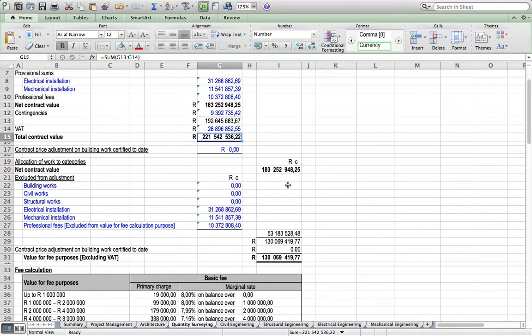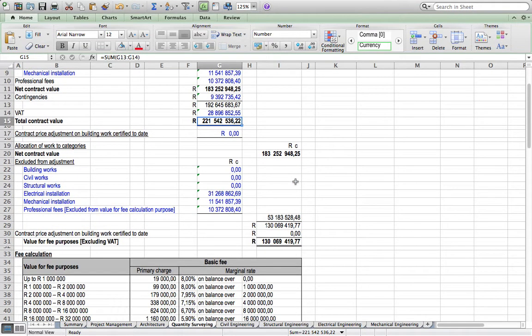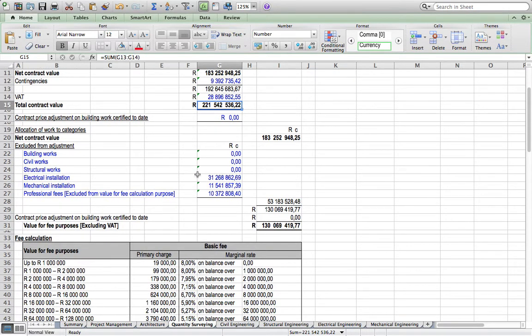So to calculate the professional fees for the quantity surveyor, you've got to exclude some of the things. We look at exclusions. Electrical is excluded and mechanical is excluded. Why? Because the quantity surveyor is not doing any work there. The electrical engineer will do his own valuation for payment certificates every month, and the mechanical will do his part to evaluate the work for payment purposes. So the quantity surveyor will not be involved. He will only take their payment certificates and include them in his for submission.